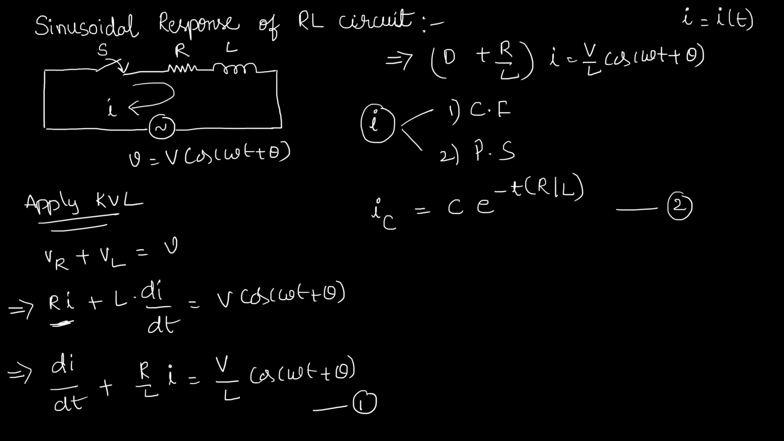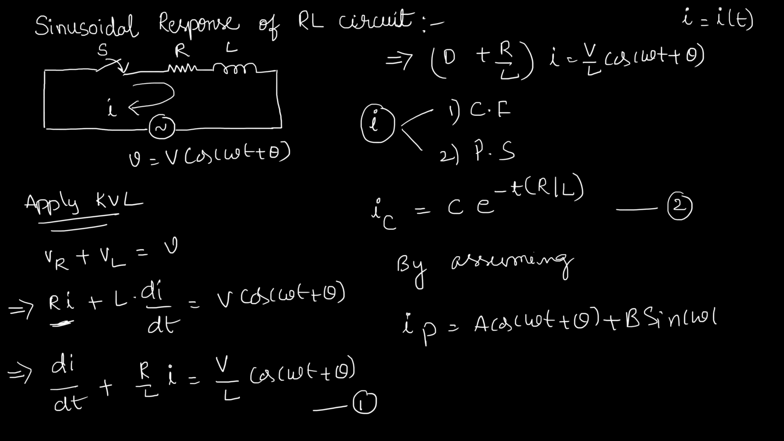Now it is time to calculate the particular integral. So how can we solve the particular integral? It will be determined by using undetermined coefficients. That means we have to assume some expression for the particular solution. That is, by assuming i_P as A cos(ωt + θ) plus B sin(ωt + θ). Call it equation 1.